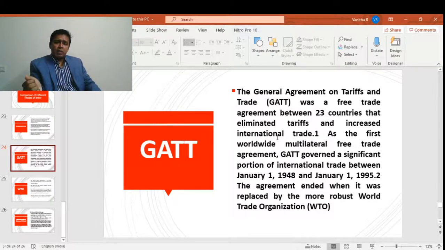GATT, as I've told you, there was almost free trading. Nobody had any say. Nobody used to command. It is between two countries or three countries. They used to have their own bilateral, multilateral, and unilateral agreements. Bilateral is between two countries. If the US and Germany have a bilateral agreement that Germany gives all their motor cars, or whatever they produce, they only sell it to the US.